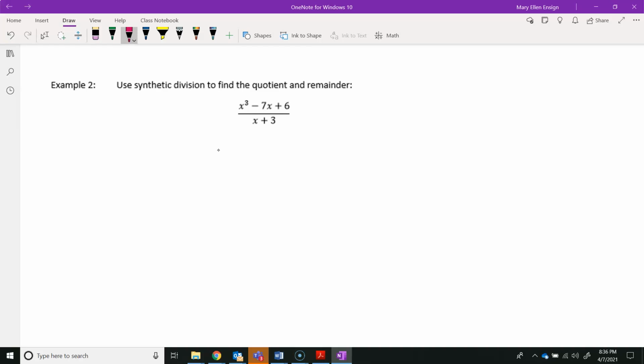If I look at this, I see that I am missing an x squared. So I need to put in a 0x squared. So I'm going to have x cubed plus 0x squared minus 7x plus 6. All right, so what I'm going to do is write out my little format here for my synthetic division. I put in just the coefficients, so 1, 0, -7, 6.